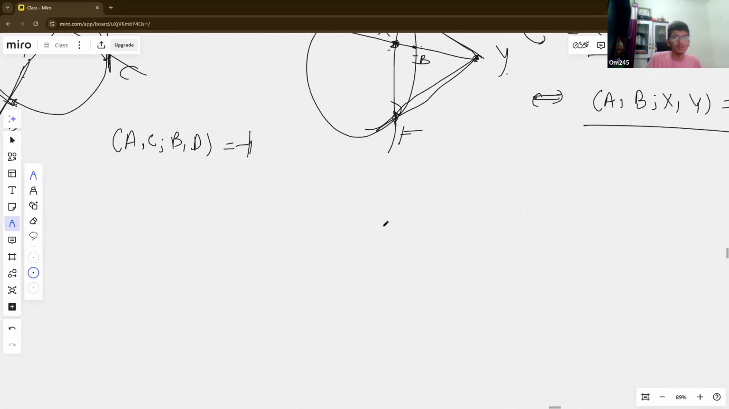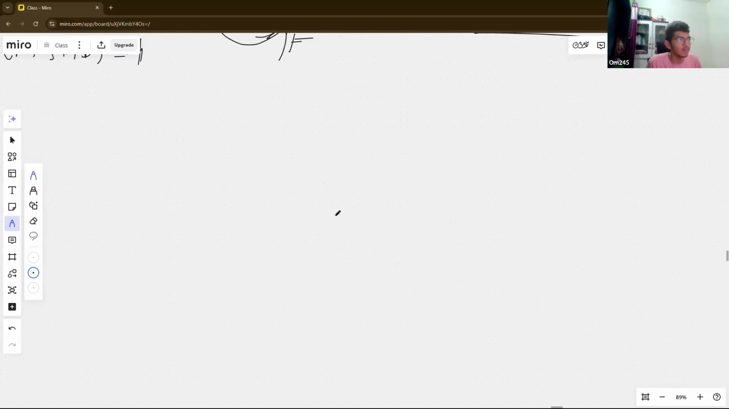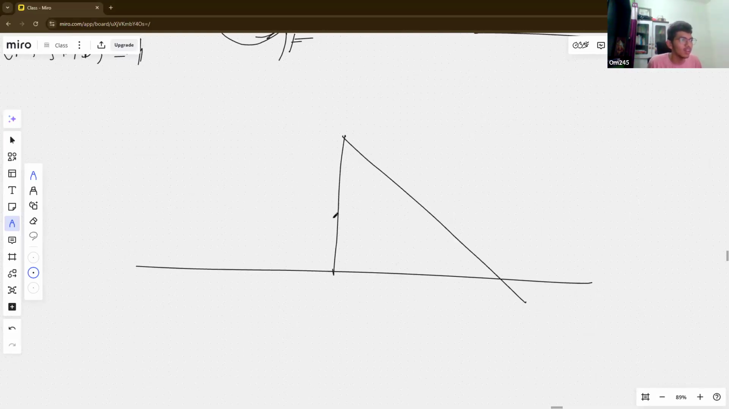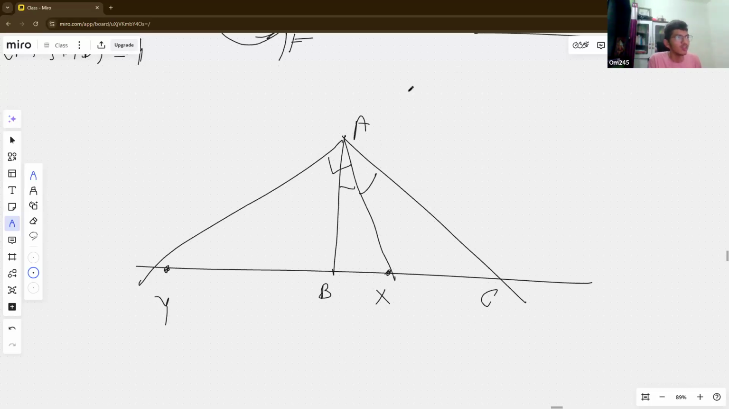Basically, these two lemmas: one is the right angle lemma. Consider some triangle ABC, and suppose X and Y are points such that this angle is 90 degrees. So the first thing is that the line AX is the angle bisector.